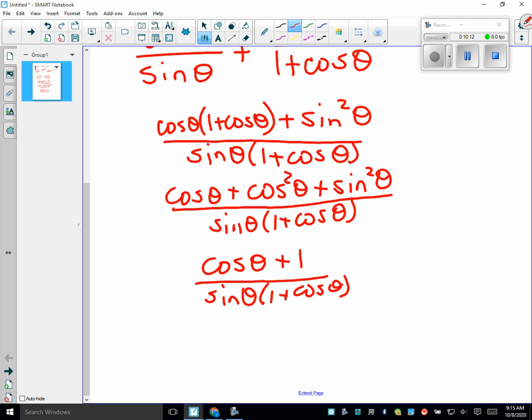Now what will cancel? Will cosine theta plus 1 on top and bottom cancel? Do you see that? And what do I have? I have 1 over sine theta, don't I? Cosecant. Cosecant theta. Why couldn't you just cancel out 1 plus cosine from the very beginning?